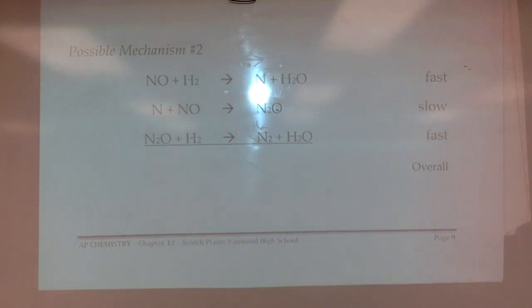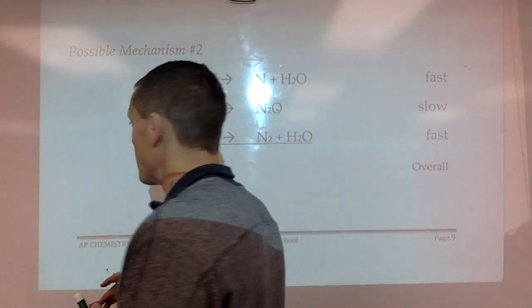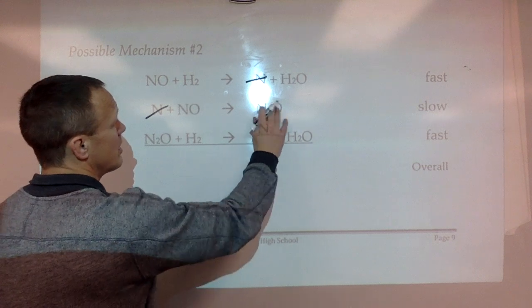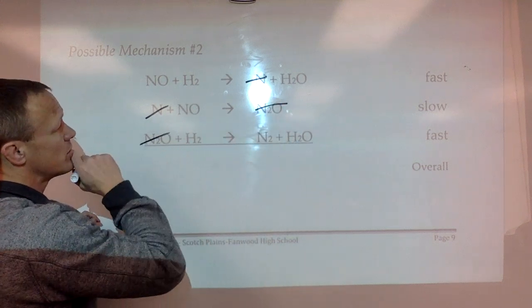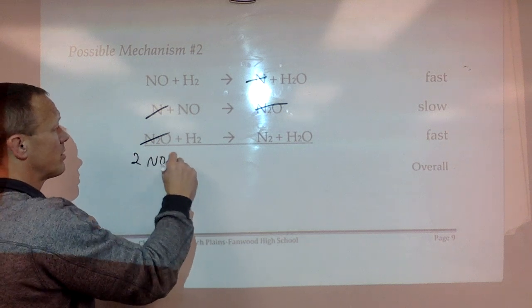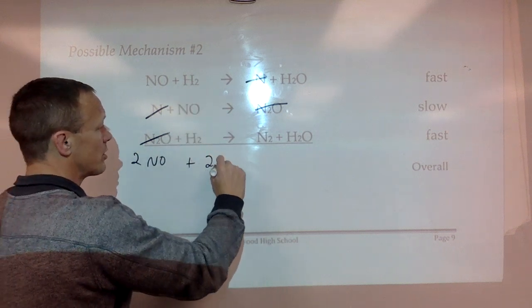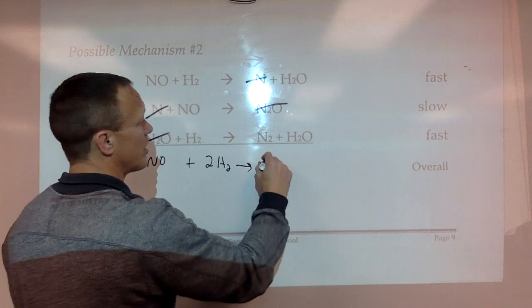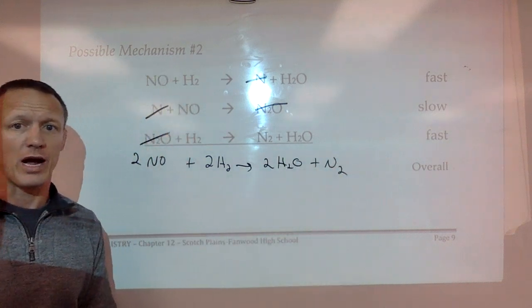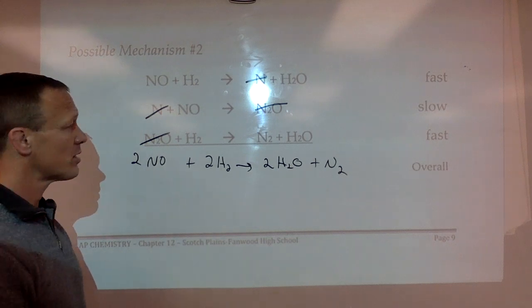Mechanism 2. It's the same thing. Let's cross off our intermediates. Sorry about the glare. We got N, N2O, N2O. I think we're good there. So we got 2 NO plus 2 H2 makes 2 H2O plus N2. So our overall reaction is correct. That's what we want it to be, just like the top.